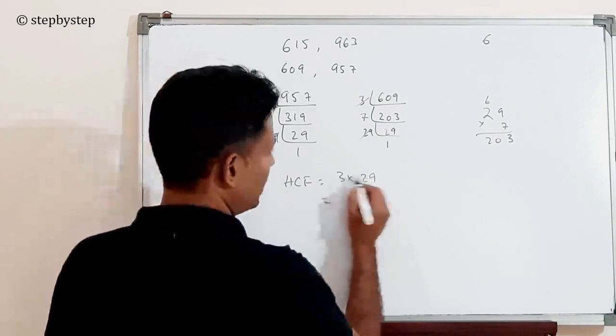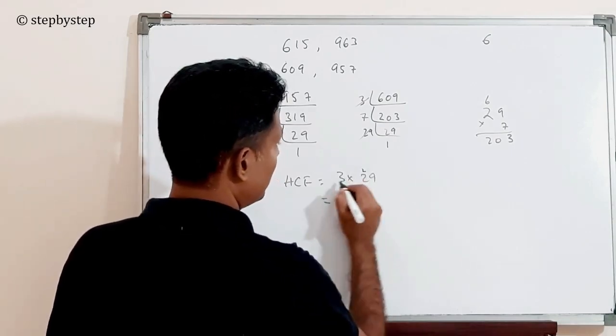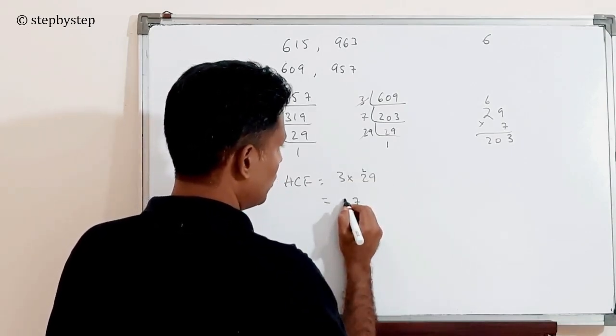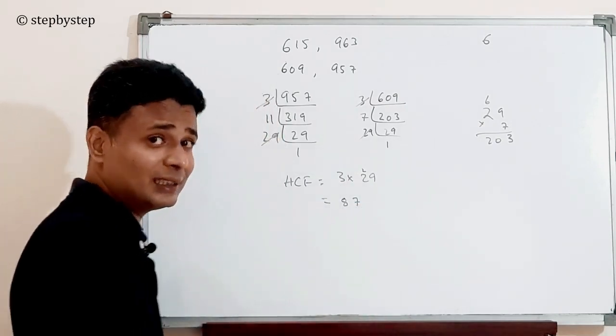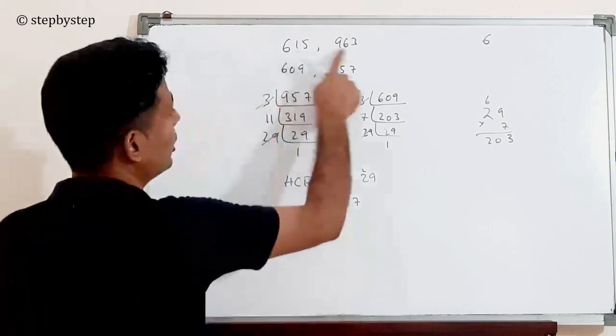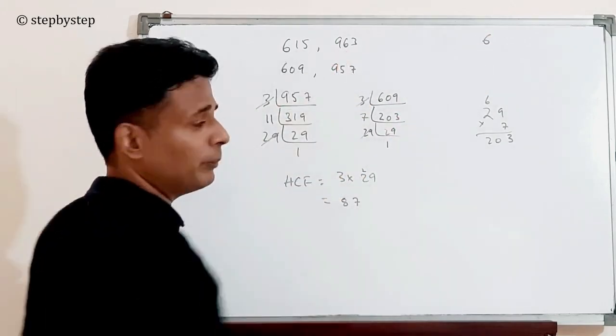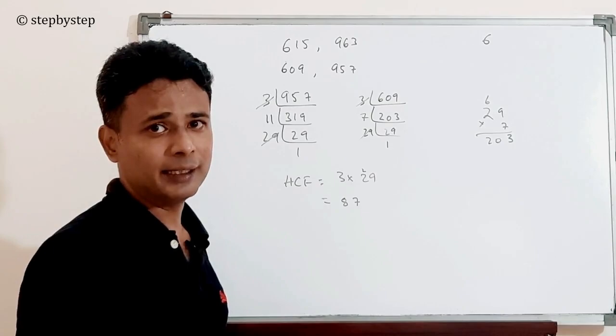So the number: 3 9s are 27, 3 2s are 6 plus 2, 87. So the answer is 87. When you divide these two numbers by 87, it will leave remainder 6 in each case. Right?